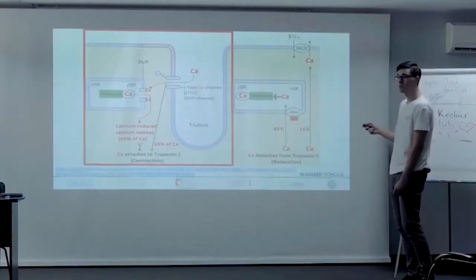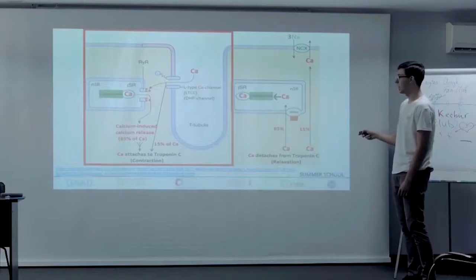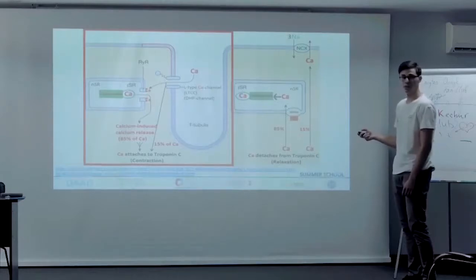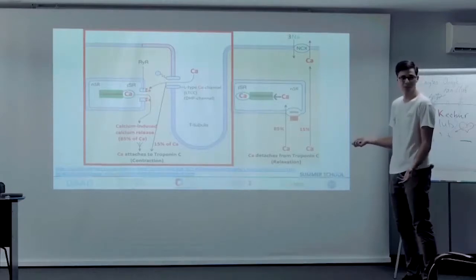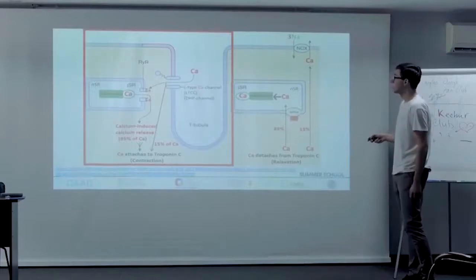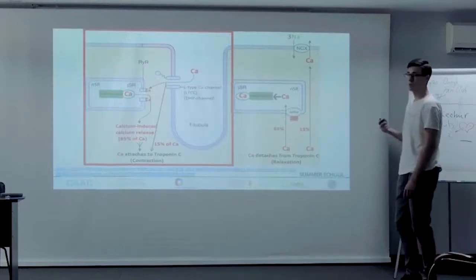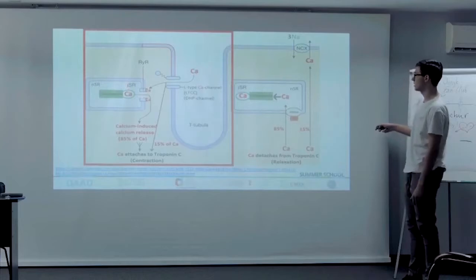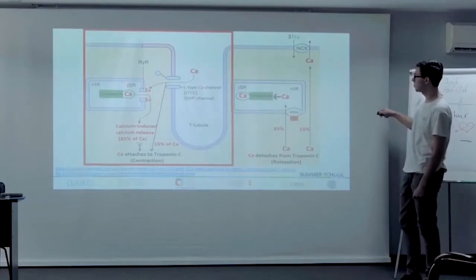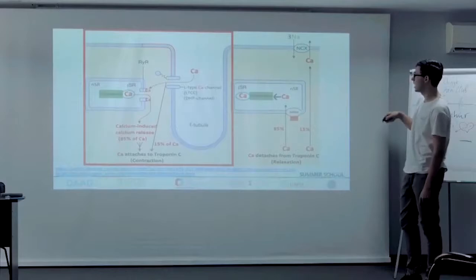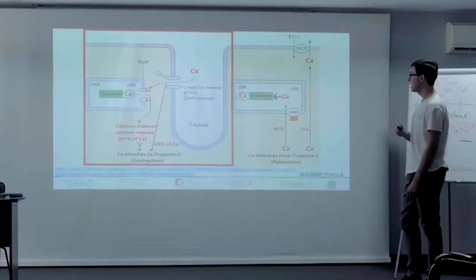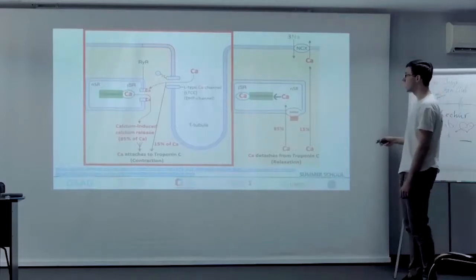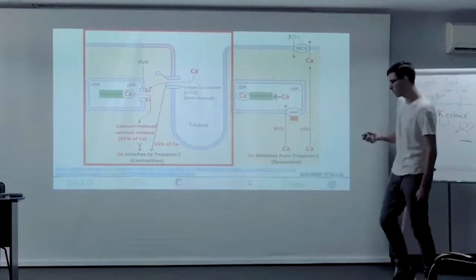Why? Because calcium comes in and it induces another calcium, a lot of calcium, to go out, to be released. It's pretty simple, isn't it? So 85% of calcium, which we will need for the contraction, will go out from this junctional SR. And 15% of calcium will come just directly from these L-type calcium channels. And the calcium will, after that, attach to troponin C.